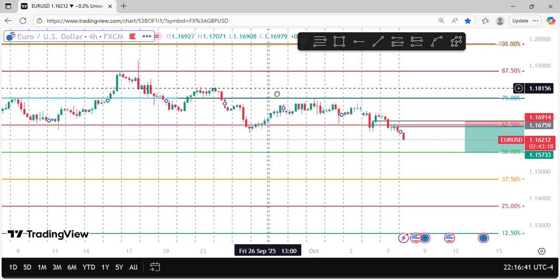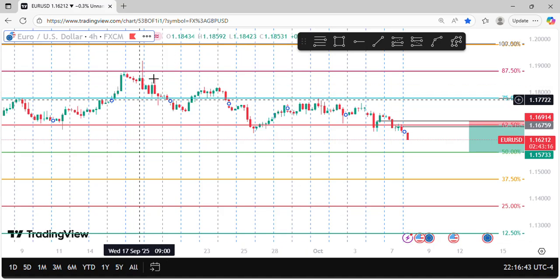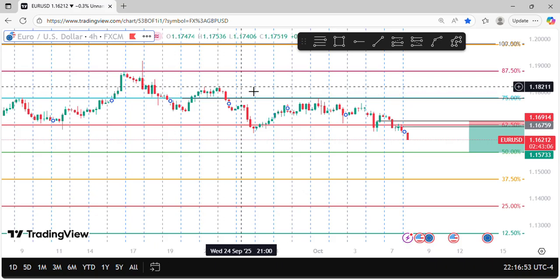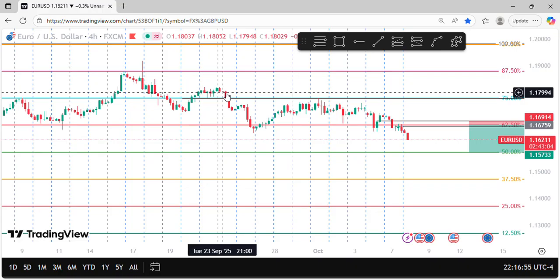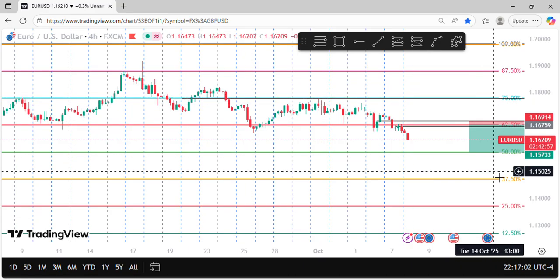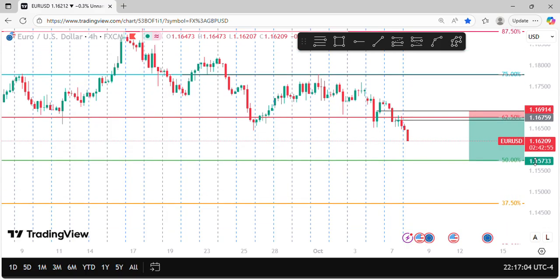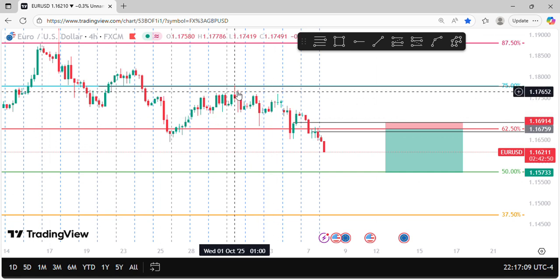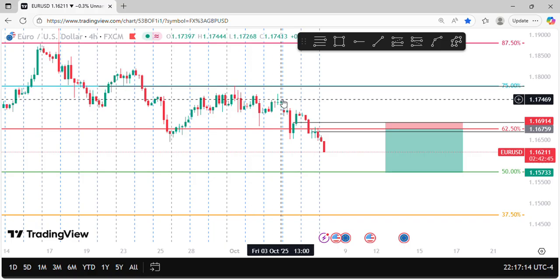Okay, and so this is it. The 87.5 breakdown, go back up, fill that inverse fair value gap, touch it on the 4 hour, then we drop. You see a drop into that order block, and on the 4 hour we have a fair value gap here. We have a bearish fair value gap. Now see how price respects that bearish fair value gap.